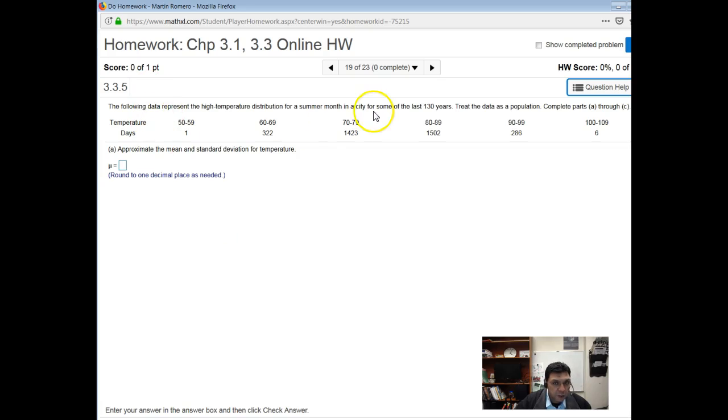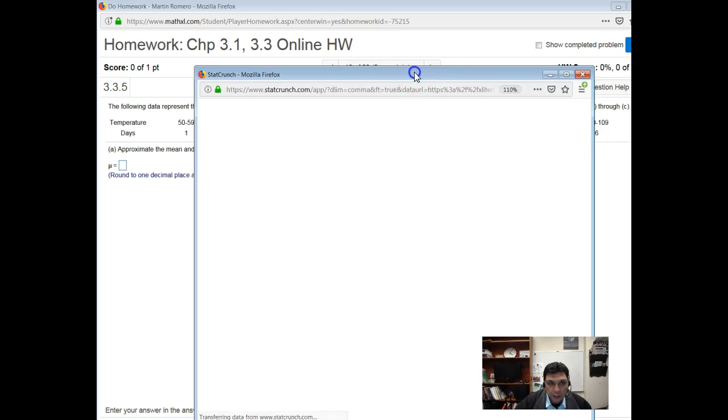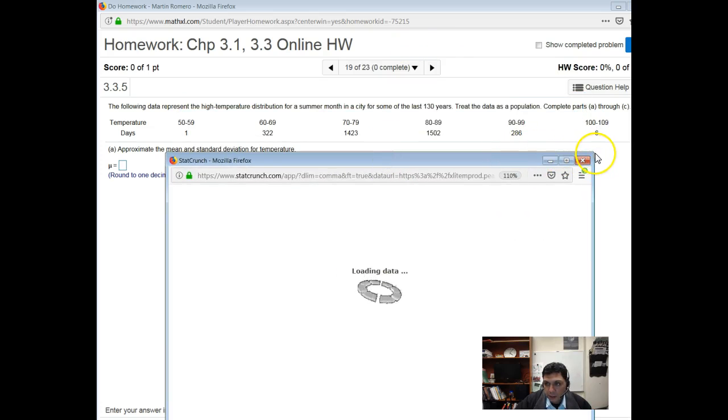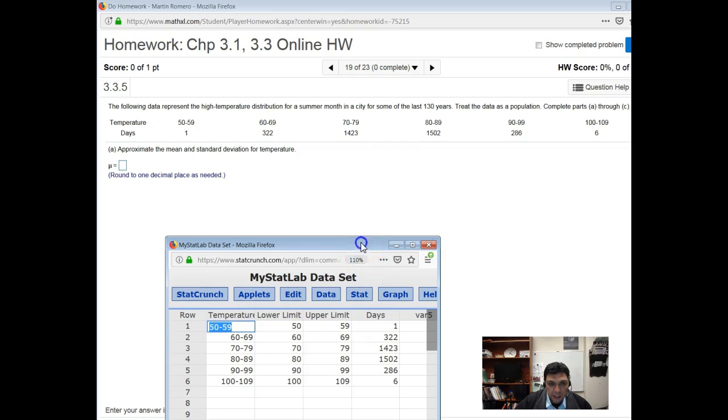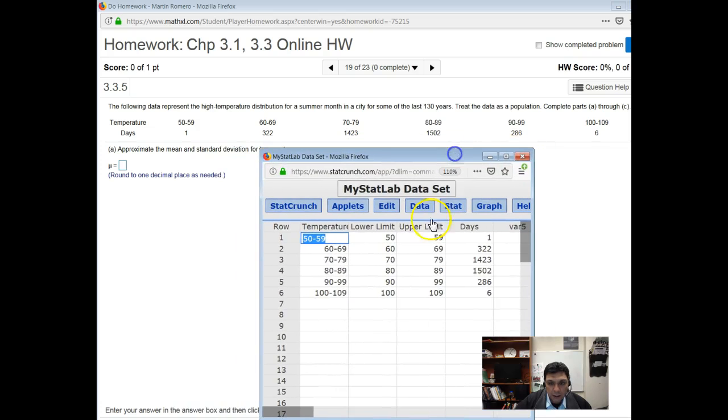In this first question, number 19, you're asked to calculate the grouped mean and standard deviation. We barely introduced that today, so I'll show you how to do it. Because this is grouped data, it's not a long list. You're going to open up StatCrunch. When you open up StatCrunch, the data comes in. With that data in, we can now go ahead and calculate the grouped mean.